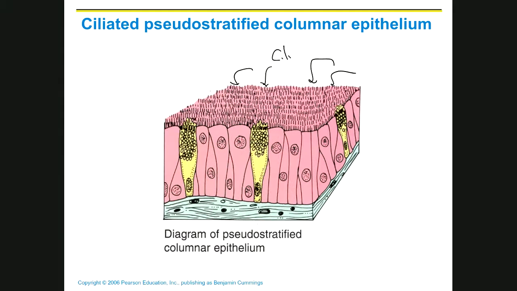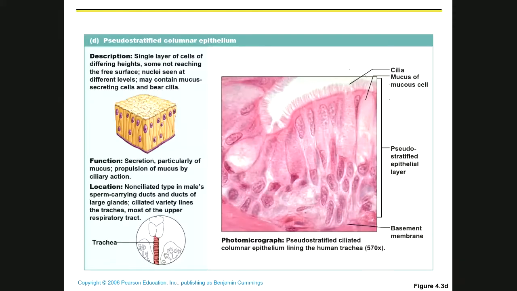And again, cilia are going to move. And then here's our goblet cells. And remember, goblet cells are going to make mucus, so the mucus is going to come out, and then the cilia are going to move the mucus. These are mostly found in the respiratory tract and in the reproductive tract. So that's where they're mostly located, in the respiratory tract and in the reproductive tract.